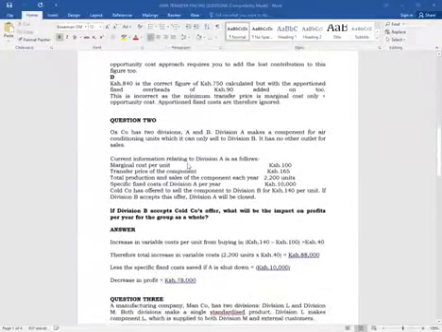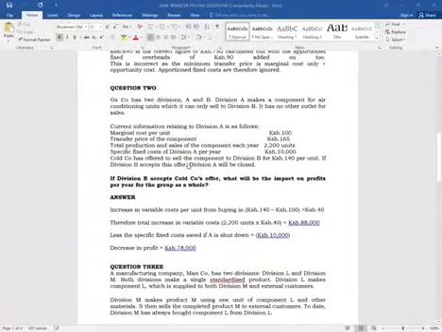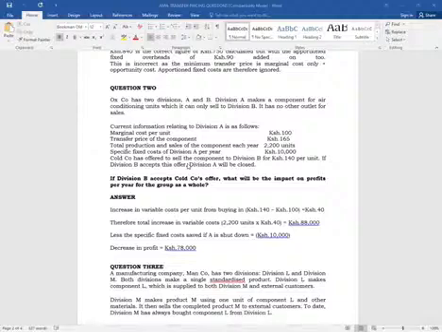And then we have now question number 2. Question number 2 is one of those interesting questions that I love. Ox Company has 2 divisions, A and B. Division A makes a component for air conditioning units, which it can only sell to Division B. It has no other outlet for sales.